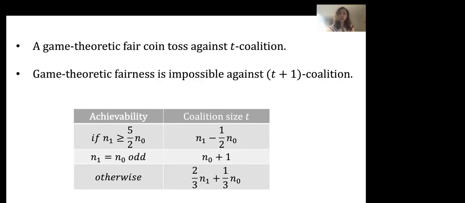To wrap up, in this work, we give a game theoretically fair coin toss protocol against T-sized coalition, and we show that game theoretic fairness is impossible against any T+1 sized coalition. And T is summarized in the table below. Here, N1 is the number of cake people, and N0 is the number of sushi people.